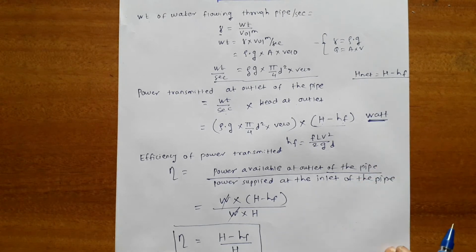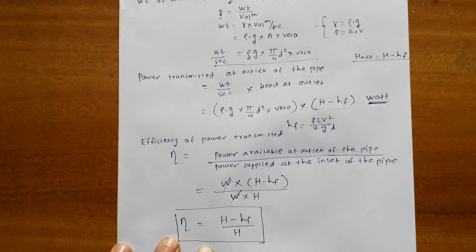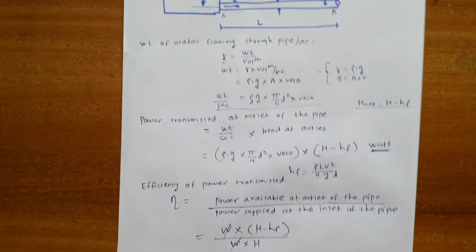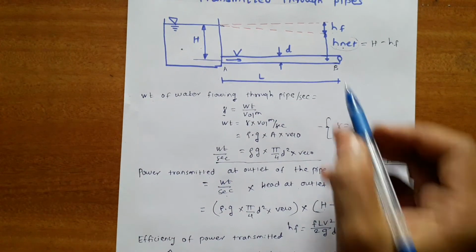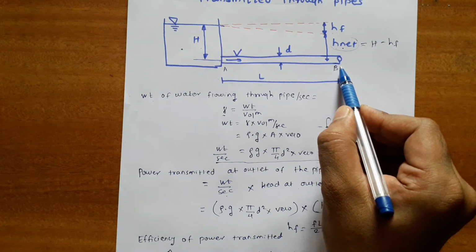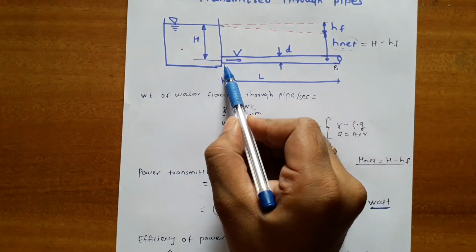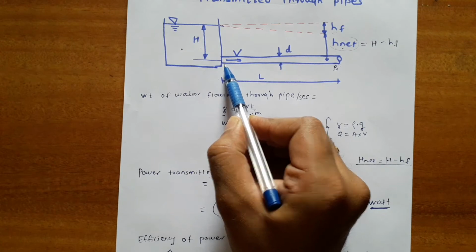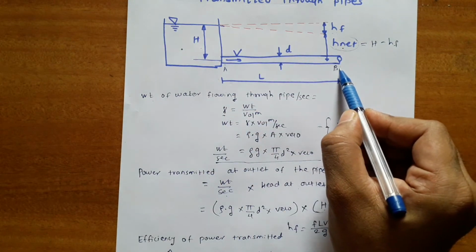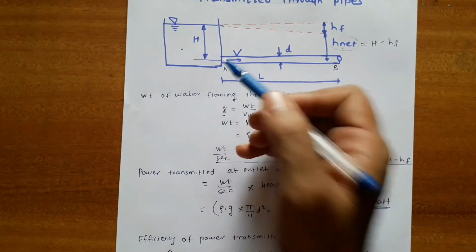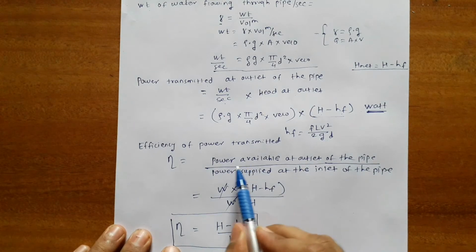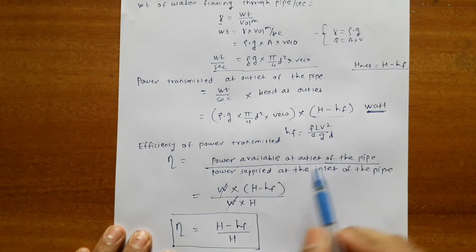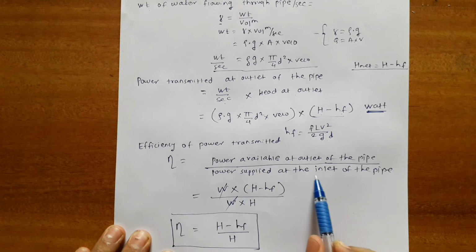The power transmitted at the outlet of the pipe is calculated in watt unit. Now the efficiency of power transmitted. Efficiency is nothing but output upon input. In this case the efficiency is the power available at point B to the power available at point A. Due to friction, the energy at B is lower and the energy at A is higher. So the efficiency is the ratio of power available at the outlet of the pipe to the power supplied at the inlet of the pipe.